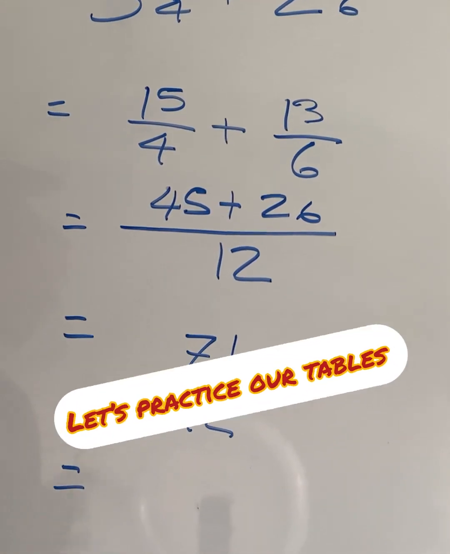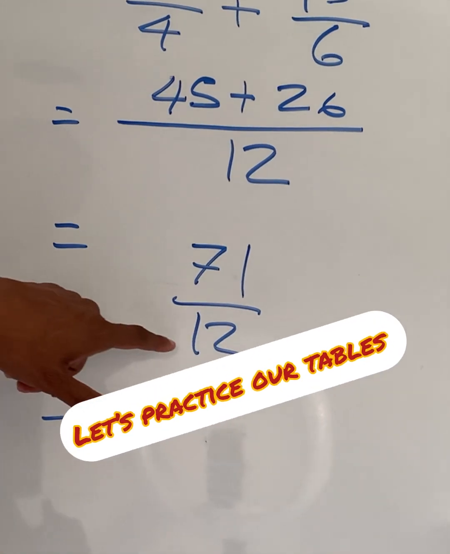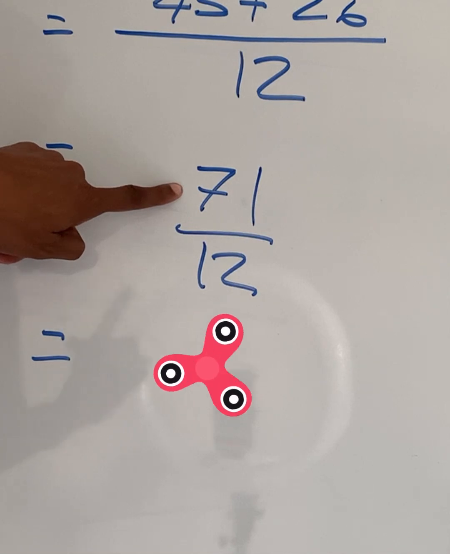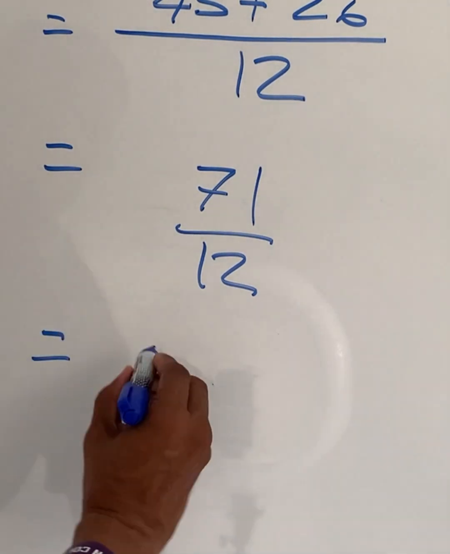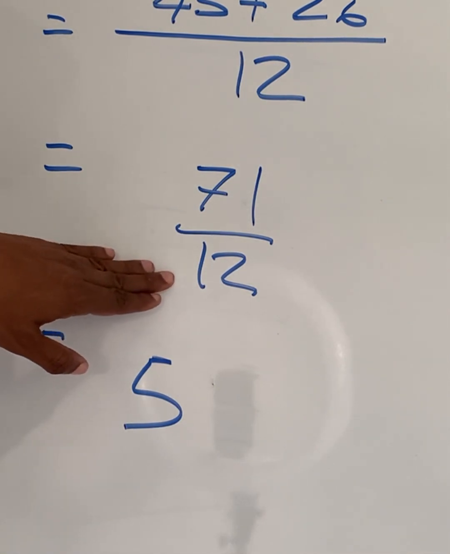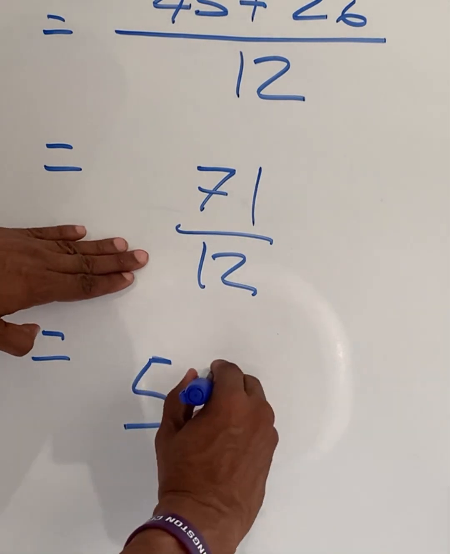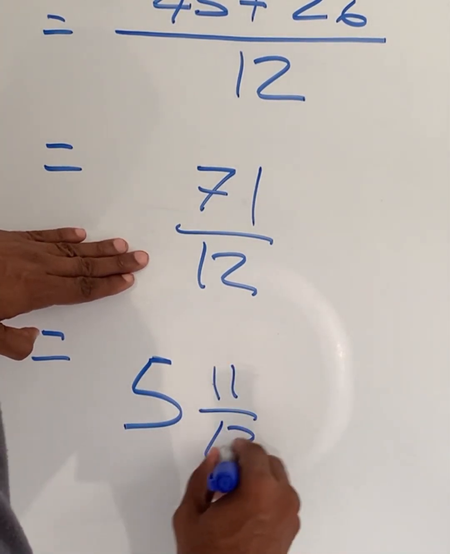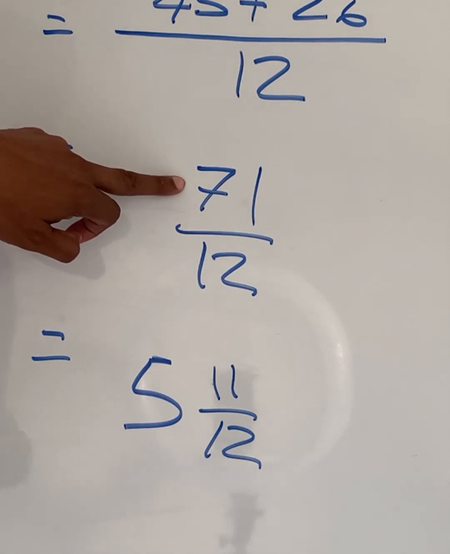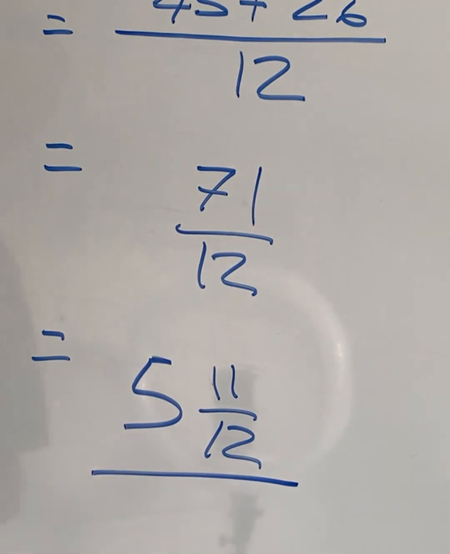We need to know our tables, okay? Knowing our tables is key. 12 into 71 goes how many times? Goes 5 times, okay? 12 into 71 goes 5 times because 5 times 12 is 60. So 71 minus 60 is equal to 11. So 12 into 71 goes 5 times and leaves a remainder of 11. 11 over 12. So that's our answer.